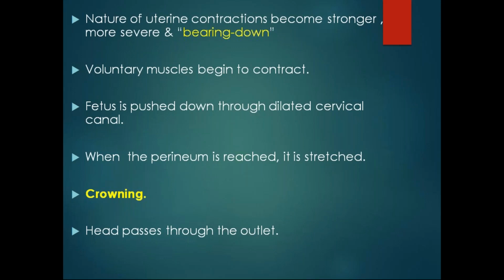So the fetus is pushed down through the dilated cervical canal, and when the head reaches the perineum, it stretches the perineum, and a stage comes when it will distend the perineum and not recede back. That stage is called crowning. And finally, it passes out of the outlet. That is the delivery of the head.